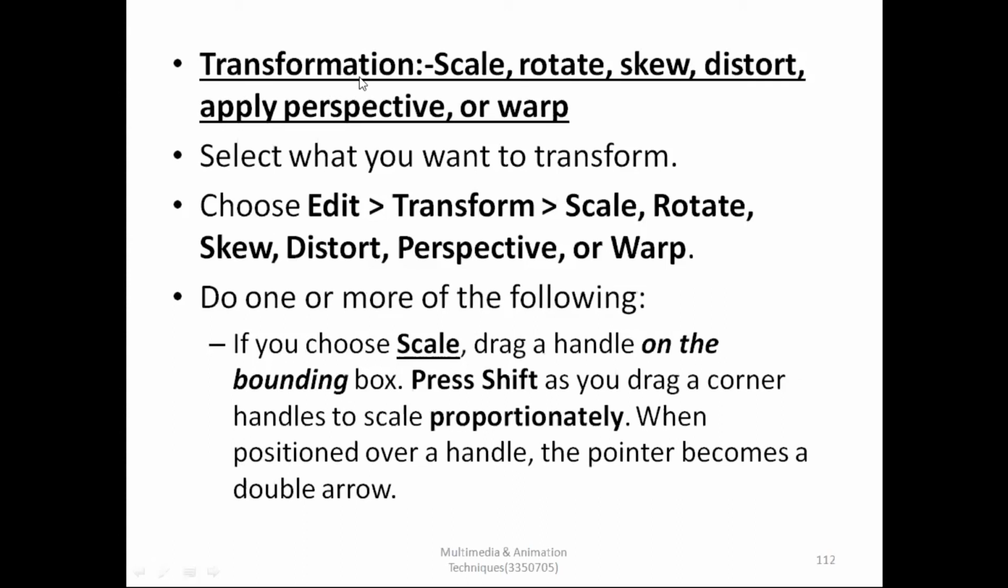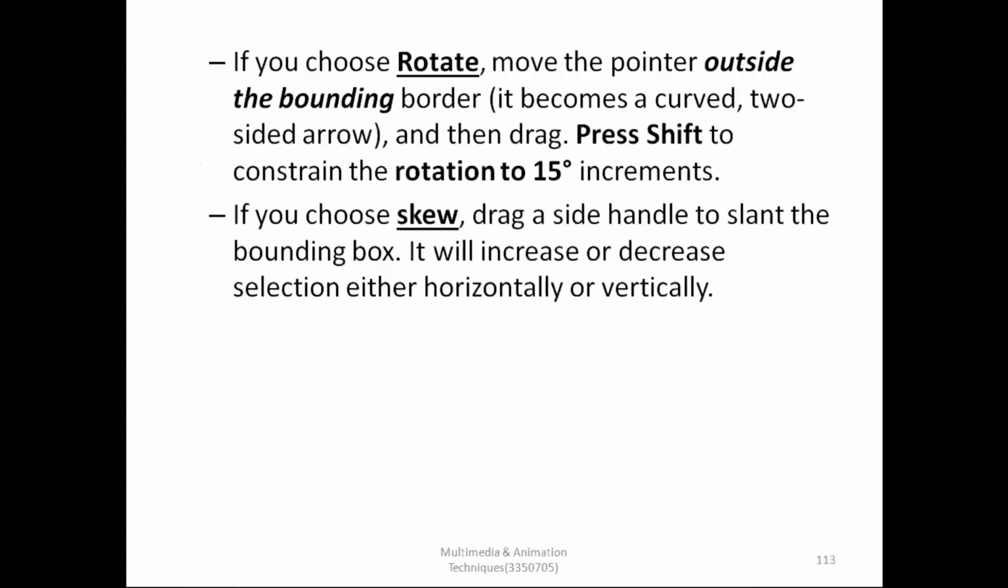See, now in transform, there are options scale, rotate, skew, distort, apply perspective, or we can say perspective or warp. Okay. For this, you have to go to edit menu, select transform option, then from that you can select any of this option. Okay. Now, if you are going to select scale option, then drag handle on the bounding box. Bounding box means it is going to display you the points. Okay. Then you can scale your image.